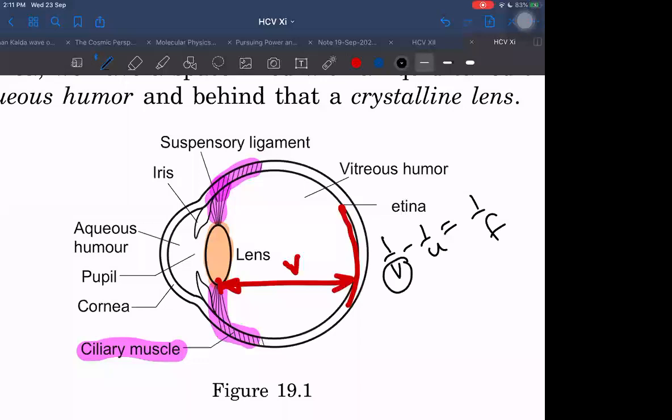But I can change F to accommodate the changes in value of U, when the object is in different places. Accordingly, I will change F in such a way that V will always remain fixed, constant. It is a wonderful thing. V does not change, but U keeps changing, and F keeps changing according to U.